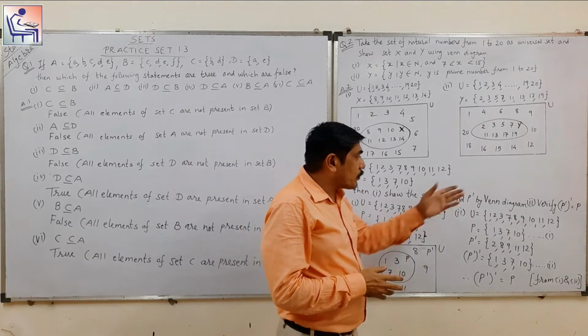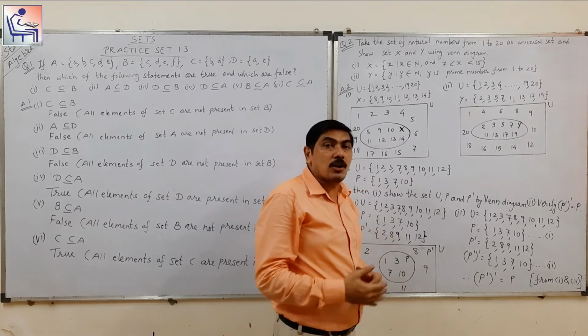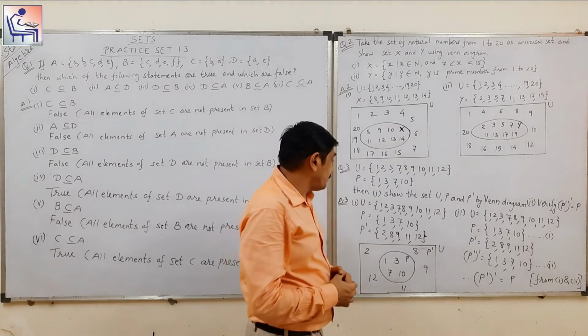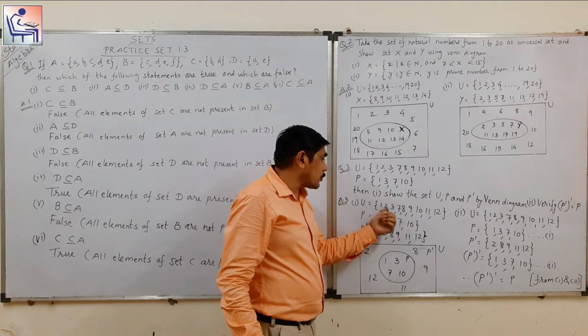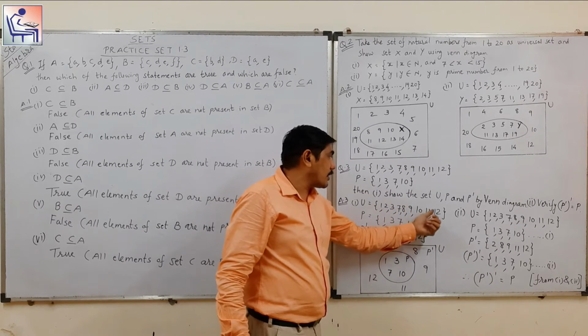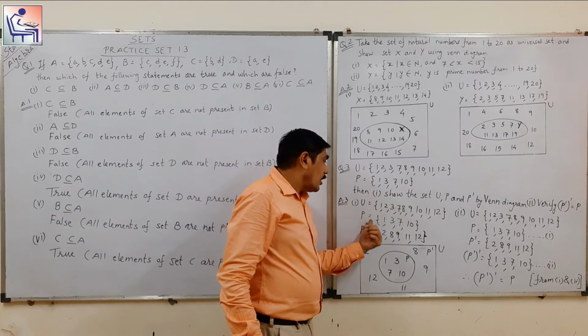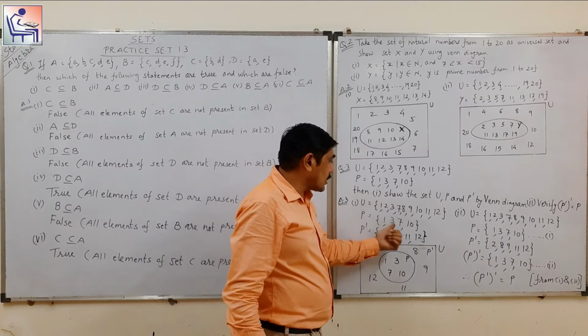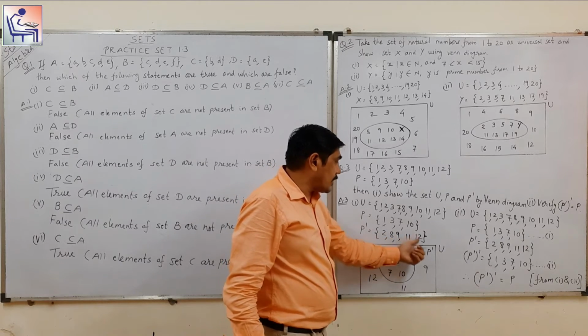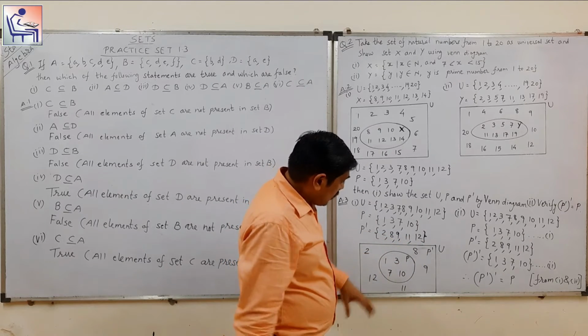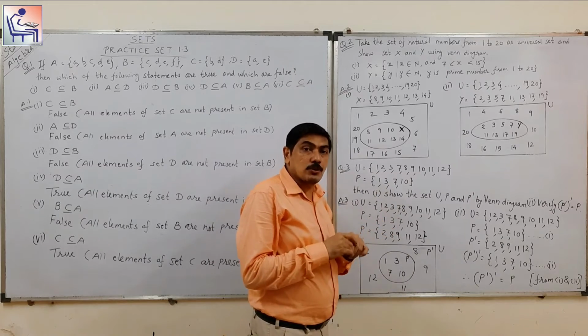And second, we have to prove that the complement of P complement is equal to P. So the elements of the universal set are 1, 2, 3, 7, 8, 9, 10, 11, 12, which is already given to you. And the elements of set P are 1, 3, 7, 10. So P complement is 2, 8, 9, 11, 12. And now here in a closed figure we have to show.